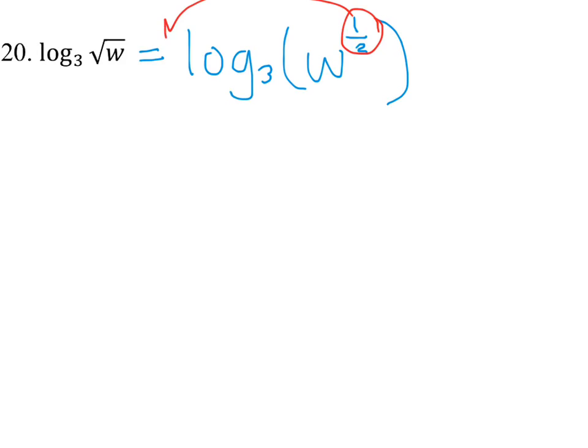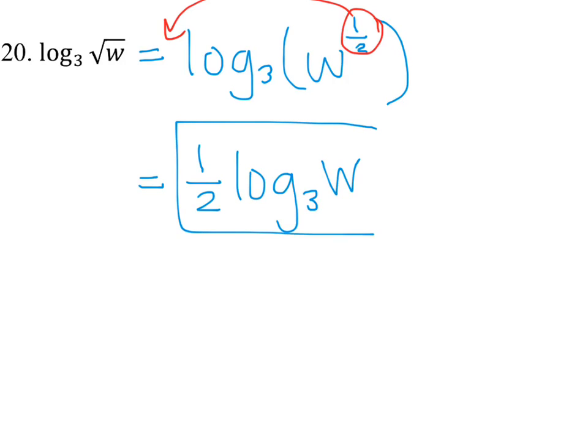Number 20, I have a root. I can rewrite this as log base 3 of w to the 1/2, like we did on the first section of the homework. I then have this exponent that I can bring to the front of the log using my power rule. So this is just 1/2 times log base 3 of w. That'll be my answer for number 20.